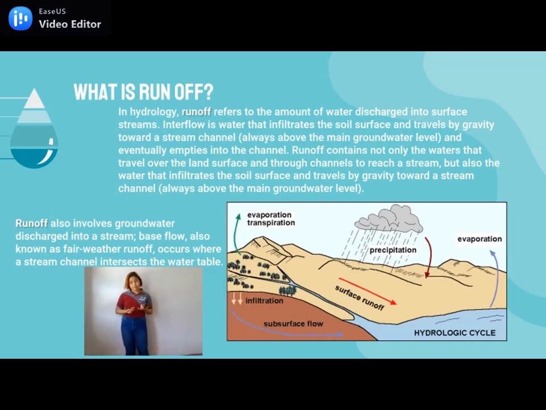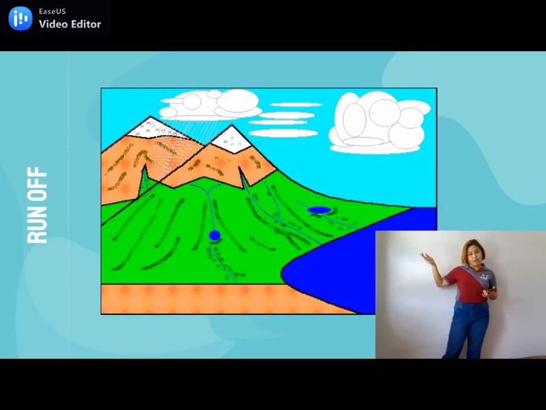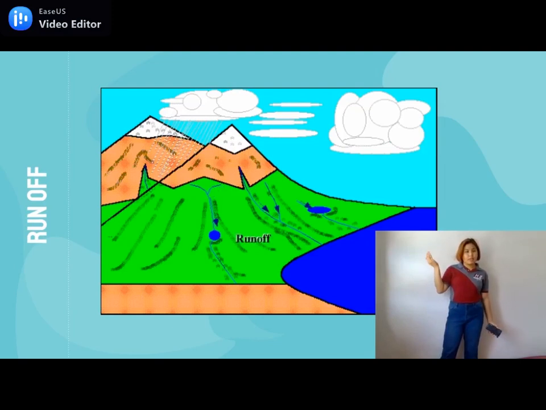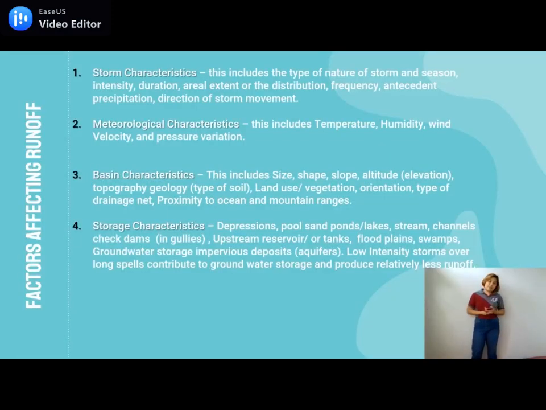If the water from the rain was discharged to a stream, it is also called a runoff because it is still flowing to the stream. As you can see there, the water is moving downwards to a body of water, a lake, a stream, or whatever. So it is called a runoff because it has a slope and the water is moving. So that is runoff. There are factors affecting runoff.